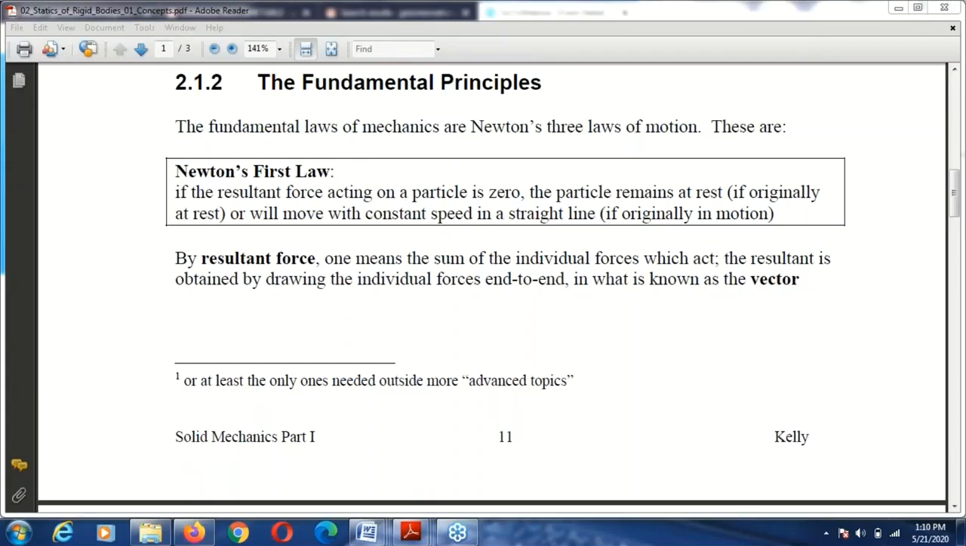So that is Newton's first law of motion. In your physics textbook, the definition is going to be simpler than this, but because we are now in advanced level, I try to make it a bit complex. Now, by resultant force, what we mean is the sum of the individual forces which act on the body.